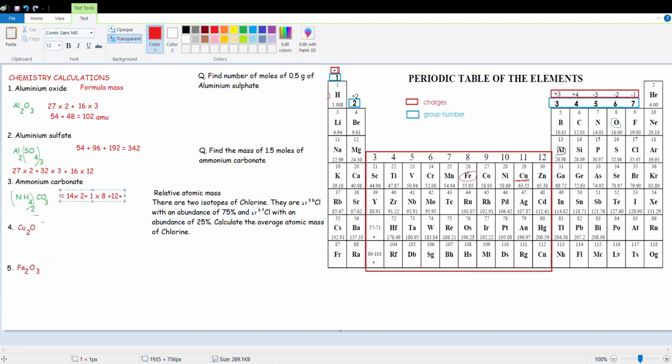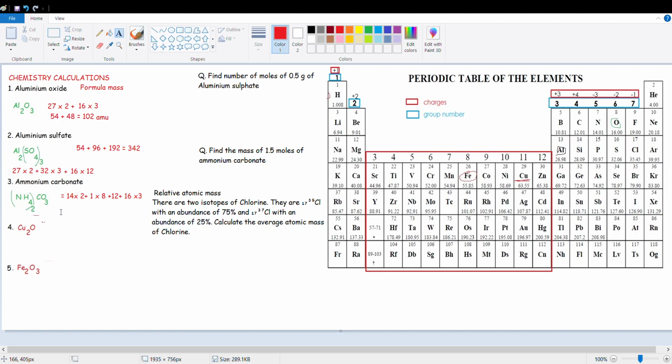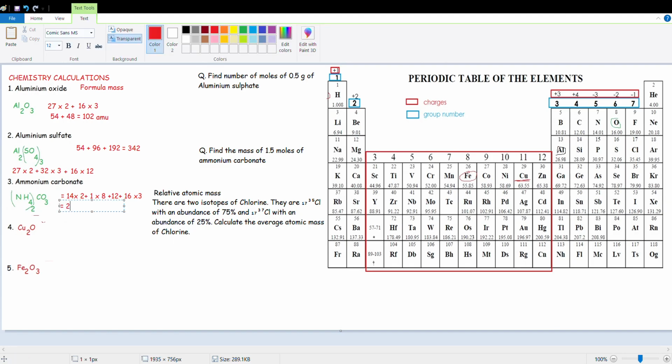12 plus 16 times 3, because you can see clearly that we have 3 atoms of oxygen here. So now I know this: 14 times 2 is equal to 28, plus 8 times 1 is 8, and 12 as it is, I write plus 12 as it is, and plus 16 times 3 is 48. So now we'll just calculate.